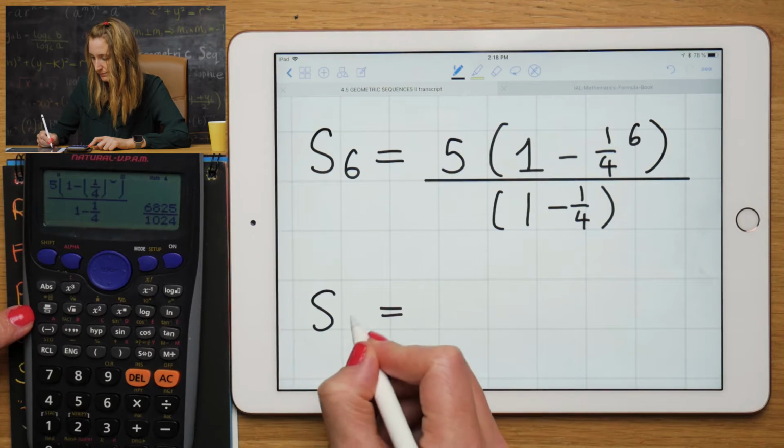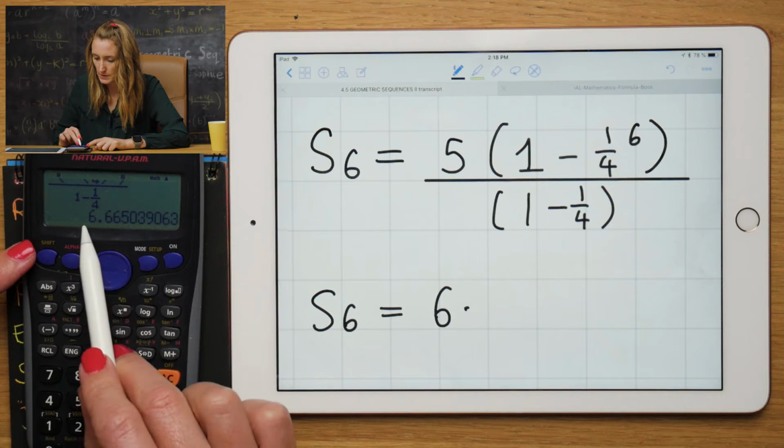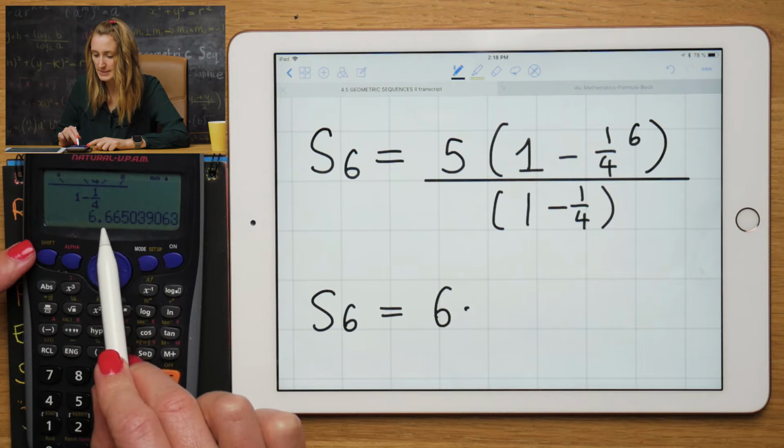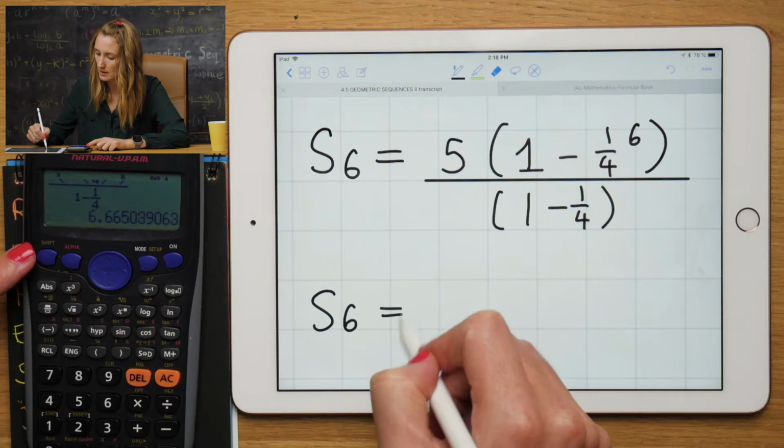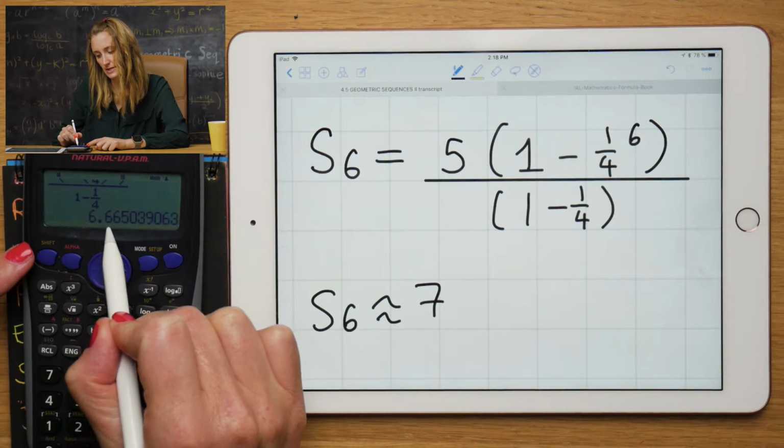Et voila! We've been asked to find this to the nearest number. So 6.6 to the nearest number would be 7 because it's approximately, it's closer to 7 than it is to 6.